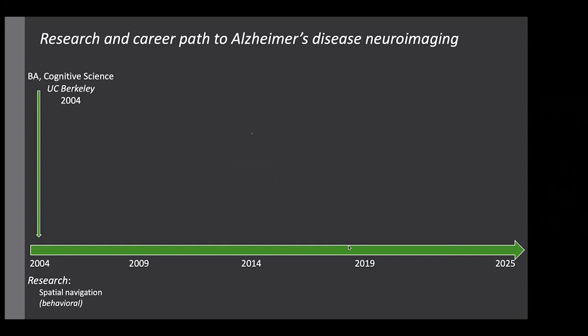So we're going to start over 20 years ago now. I was an undergrad at UC Berkeley studying cognitive science, and I had no idea what I wanted to do with my life. I was really interested in the mind and the brain.